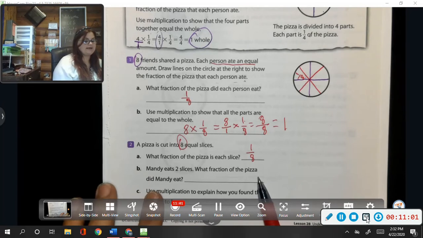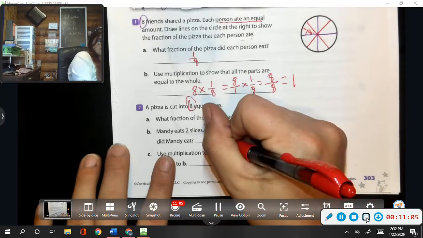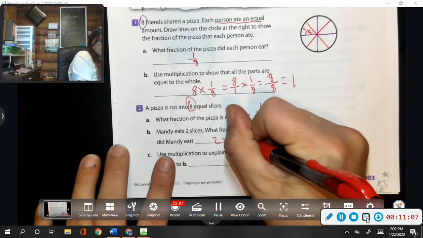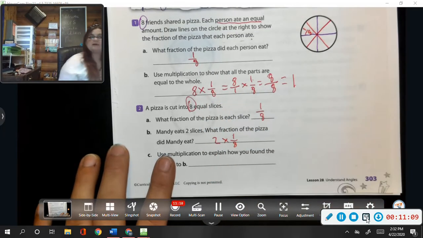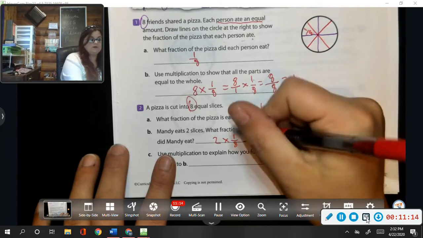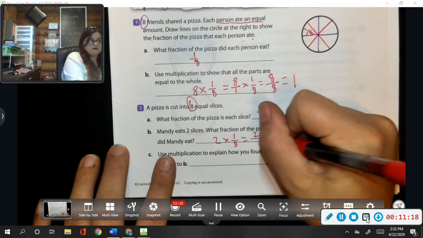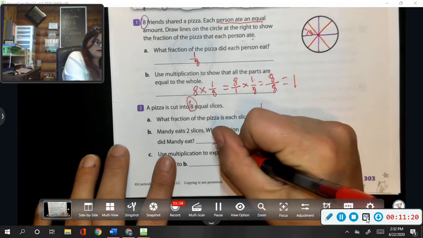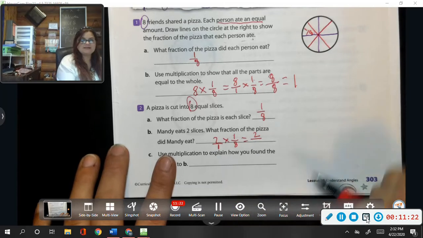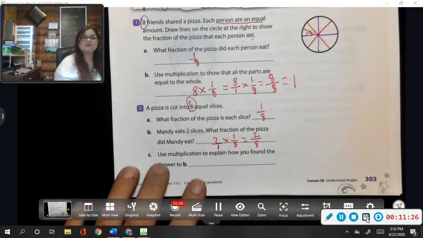Mandy eats 2 slices. What fraction of pizza did Mandy eat? Well, she ate 2 slices that were both 1/8 of the pizza. Multiply it out. 2 times 1 is 2. Remember, we're going to imply that there's a 1 under there. 1 times 8 is 8.